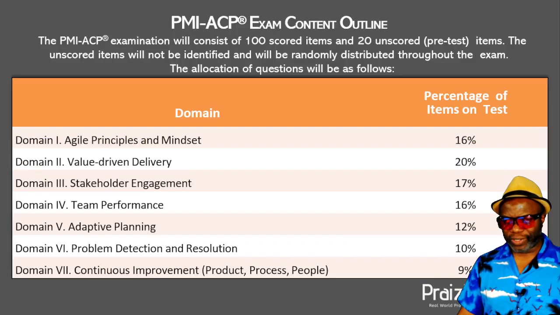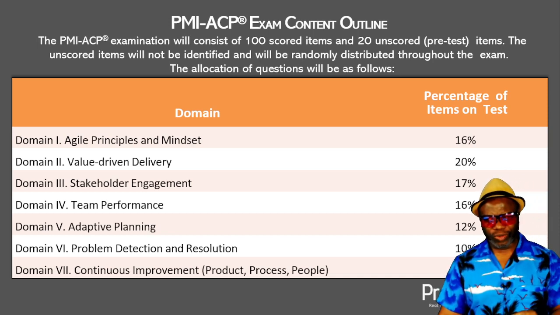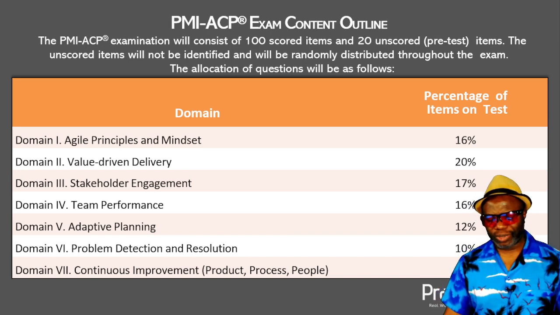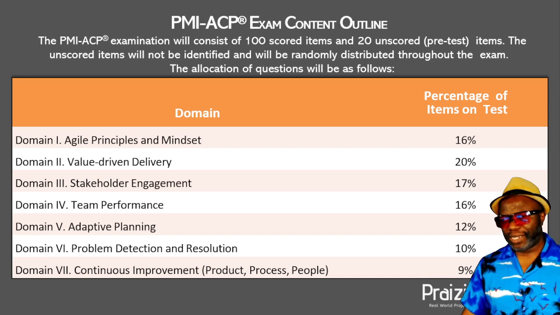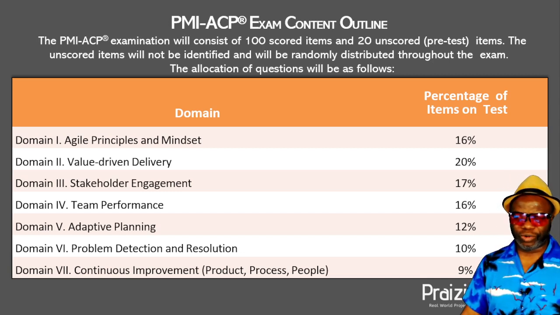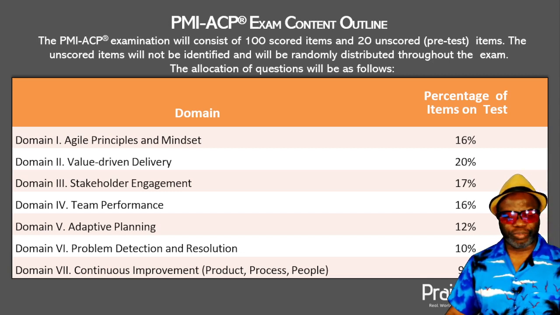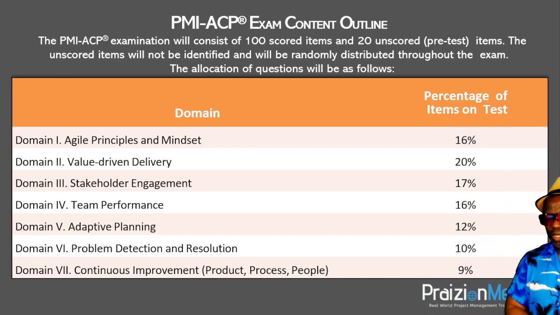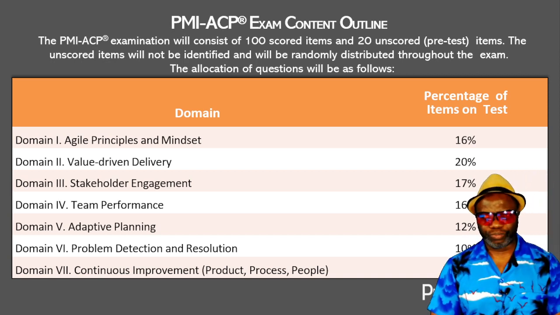The breakdown is very straightforward. 16% principles and mindset, 20% value-driven delivery, 17% stakeholder engagement, 16% team performance, 12% adaptive planning, 10% problem detection and resolution, and lastly, 9% continuous improvement. And that is the breakdown for the exam, my friends. I'm sorry if I obscured your vision, but there you have it. You can see everything on the exam and how it's broken out.